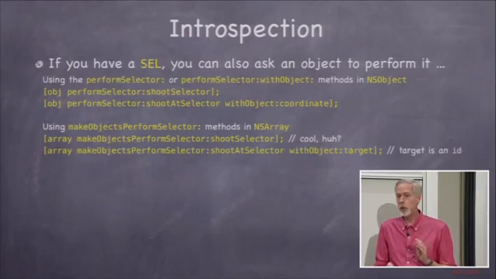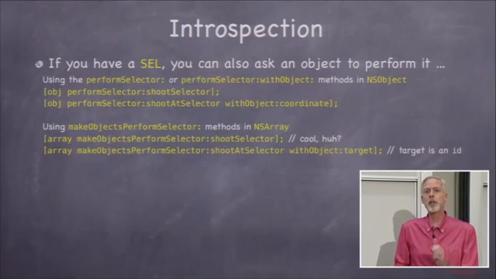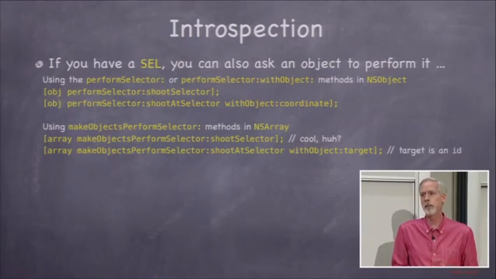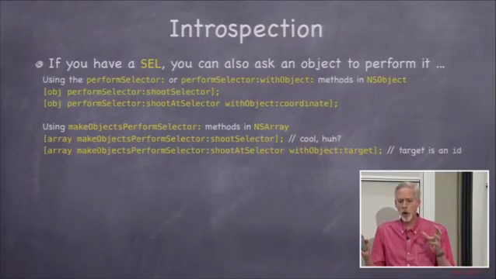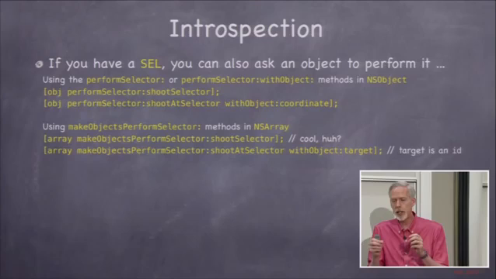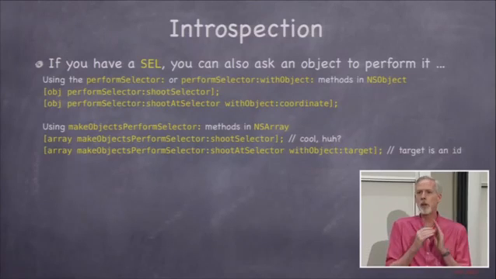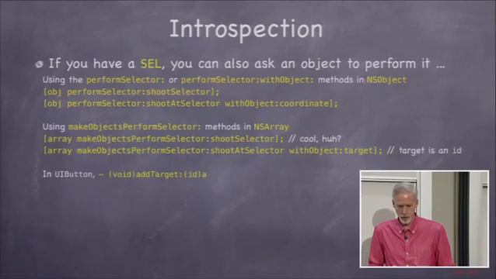You can also do cool things like ask an array, make all the objects in yourself perform this selector. This is a very cool method. And if you get used to using methods like this in array, you'll find your code will shrink down really small because, you know, for ins and things like that you have really zoom down to one-liners. Make objects perform selector, okay, or make objects perform selector with object. So that's an array thing.